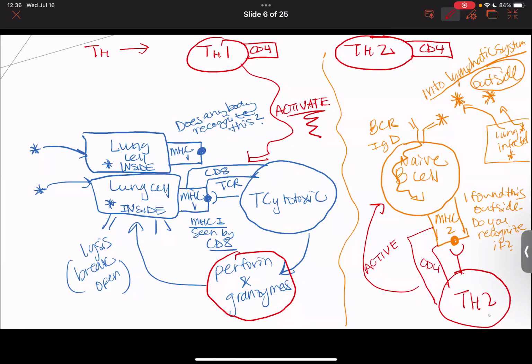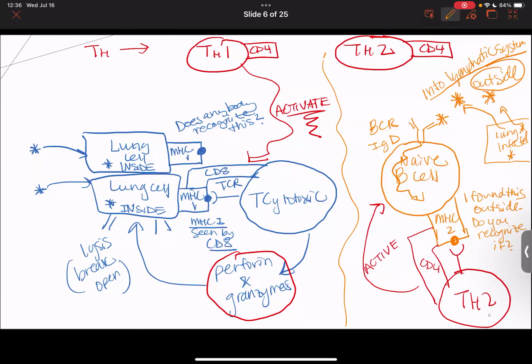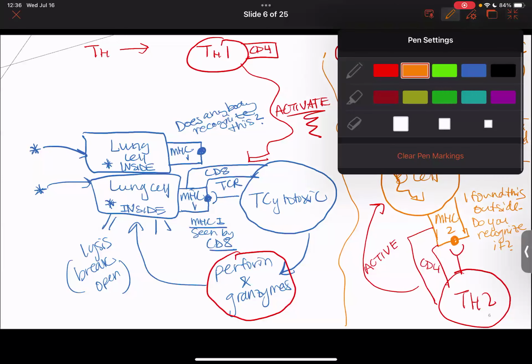So now that we've activated our naive B cell, it's going to do the same thing that we did with our T cells. It's going to go through and proliferate into the different kinds of Bs. We'll have a B memory, a B regulator. It's going to proliferate to Bs. I should be more specific here. One.